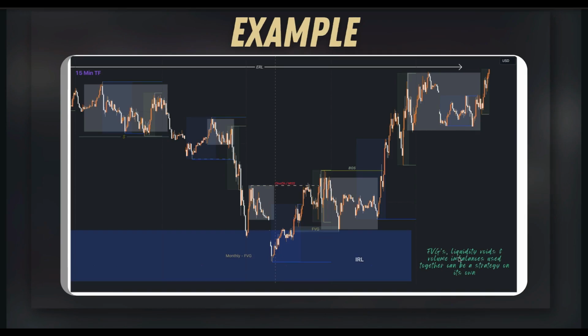So fair value gaps, liquidity voids, and volume imbalances used together can be a strategy on its own. Yes, it can. So remember, I was telling you that all market maker models is going from ERL to IRL or IRL to ERL. So as an example, let's say you have a monthly fair value gap that you saw price was going to come into. Now that you see price did come into it, and you get that change of character and market structure shift, you can start buying your way up to ERL on the 15-minute time frame, or ERL that you also found on that monthly time frame, right?